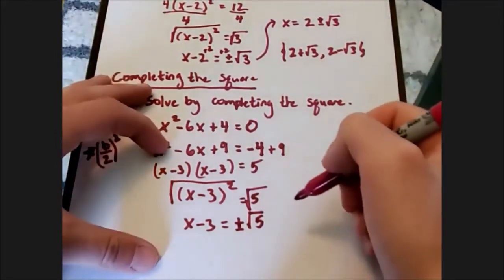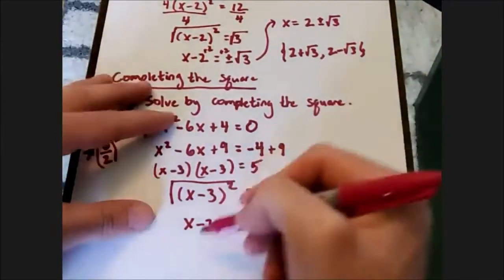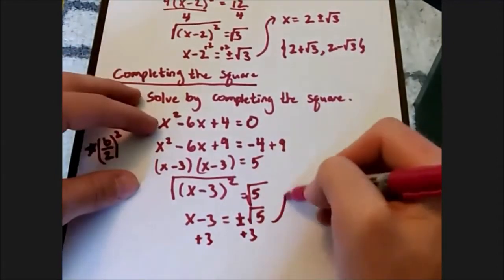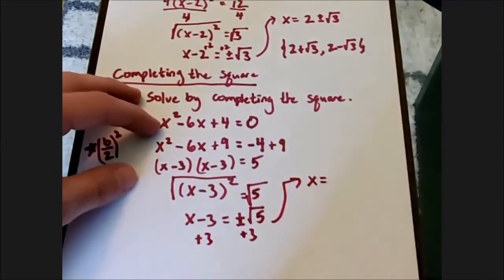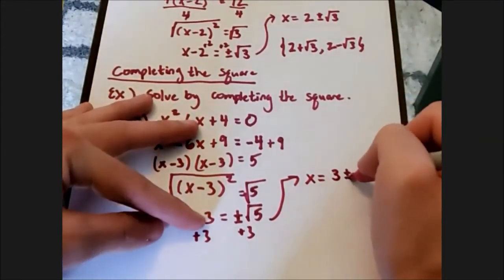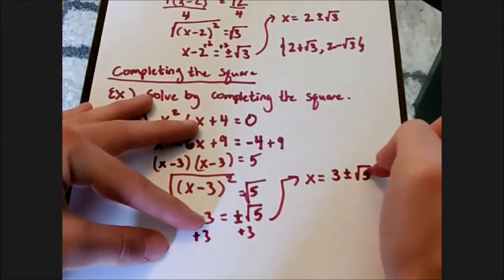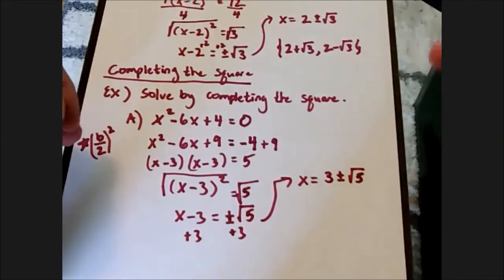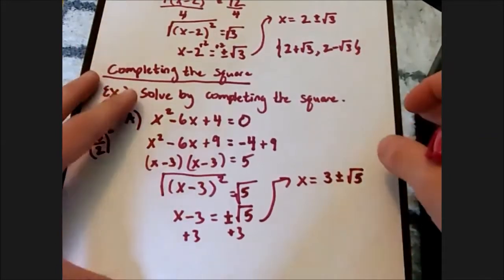And then finally, you're going to get x by itself. You're going to add 3 to both sides. And as I said in the last problem, if there is a plus or minus involved, whatever you add or subtract over has to go in front of the plus or minus. If you put it in the back, you're going to have 2 wrong answers instead of 2 right answers. So be careful with that.